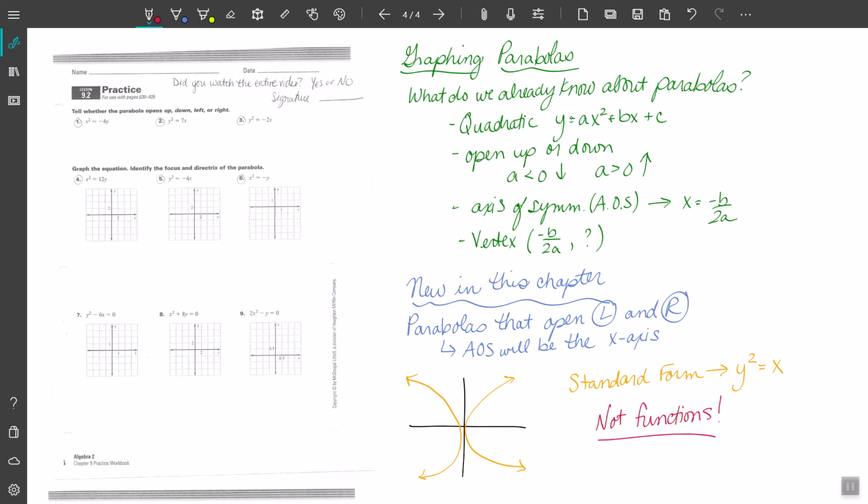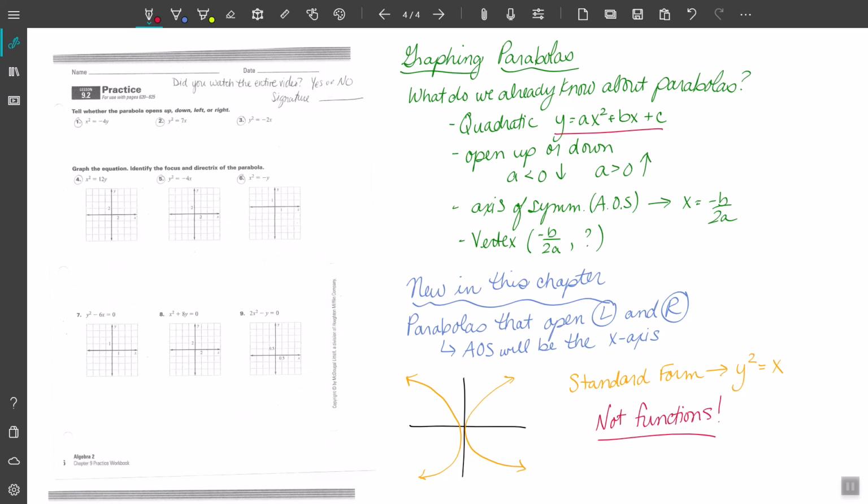The parabolas that we dealt with in chapter 4 followed the quadratic formula, which you see right here that I've written down. We know that based on the a, the lead coefficient on the x squared term, we can determine whether the parabola opens up or down. So if the a was less than 0, then we knew it was going to open down. If it was greater than 0, we knew it would open up. Okay, the axis of symmetry.